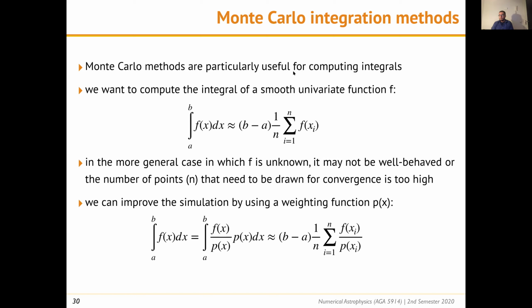Usually when we have functions that are not that well behaved, we can also do things like we did for the importance sampling. We can do this, right? And then we can calculate this integral here, which is much easier.